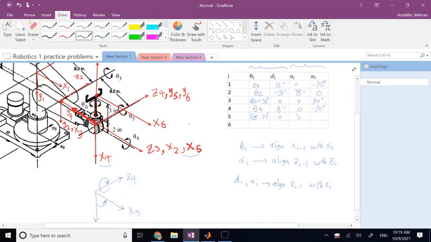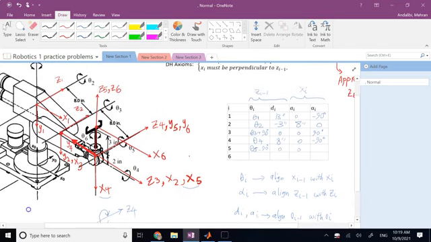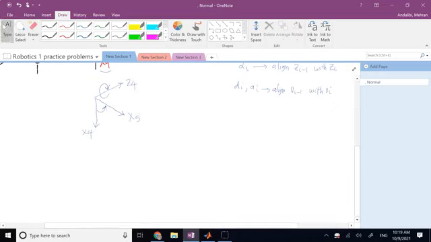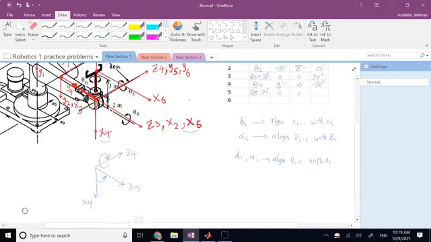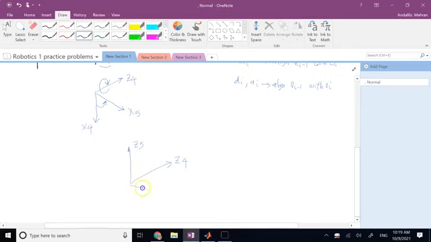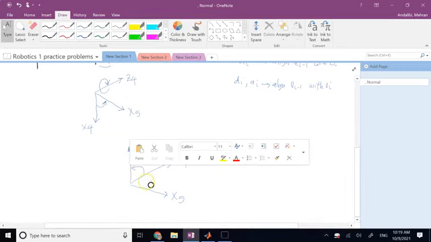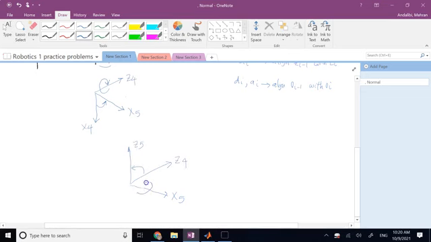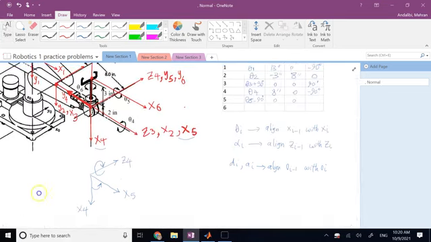And what about the z's? So now you look at z4 and z5. That z4, z5 is upward, so they need to be aligned. This is z4, this is z5. And you need new x, x5, which is like this. And you need this rotation to happen, and the positive direction for x5 is the same, right? So definitely you need positive 90 degrees.